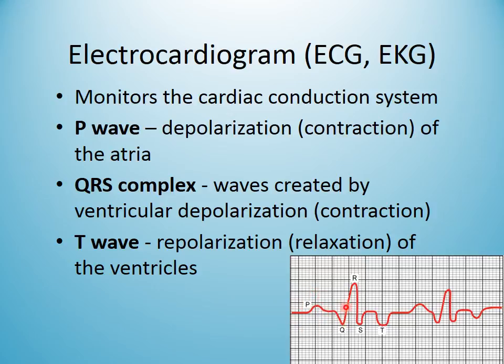Then we have our QRS complex, and this wave is created by ventricular depolarization. So ventricular contraction, and that's how we see our QRS. After that, we have our T wave right here, and that is repolarization. So that's the relaxation of the ventricles. So the whole entire heart repolarizes and gets ready for another contraction.